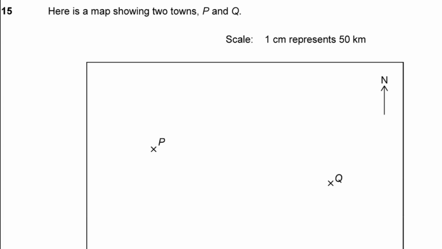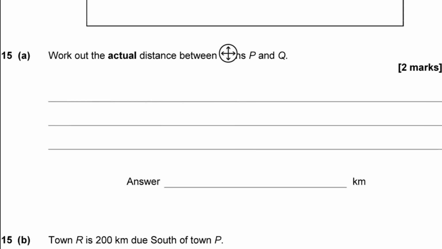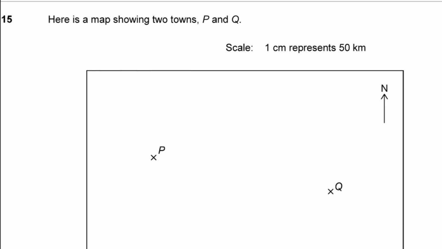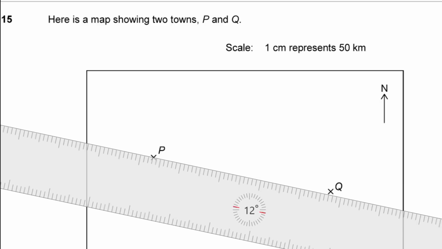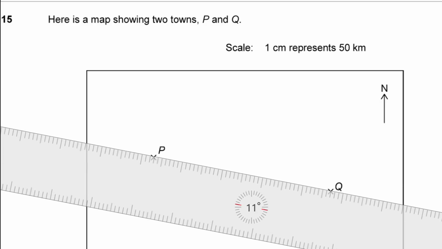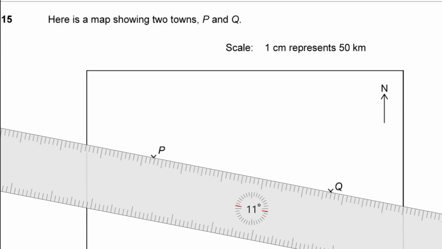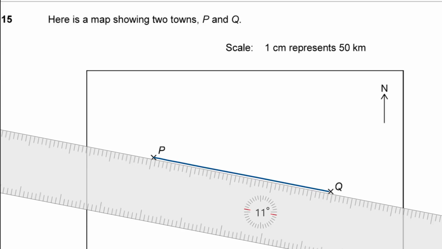Question 15. Here is a map showing 2 towns P and Q, and 1 centimeter represents 50 kilometers. So work out the actual distance between the towns P and Q. So we need to know the distance between these two. So we're going to need a ruler. Now you'll notice my ruler doesn't have any numbers on it, and actually I don't really want to try and use it to measure this distance because this is on my computer screen and it might not be accurate. But what you want to do on your paper is to carefully measure this distance with a ruler. Okay, now I'm told from the mark scheme that is actually 7 centimeters from there to there.